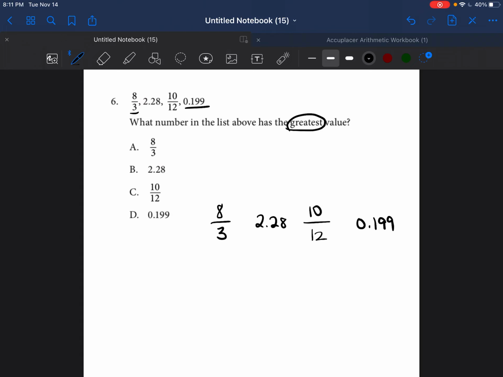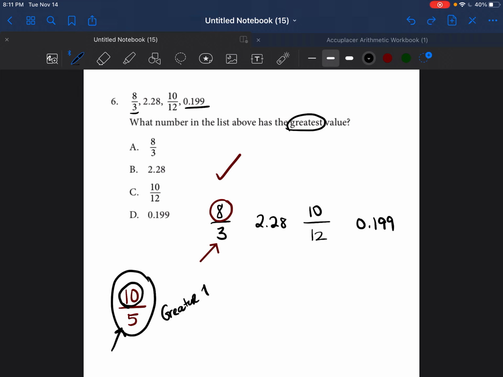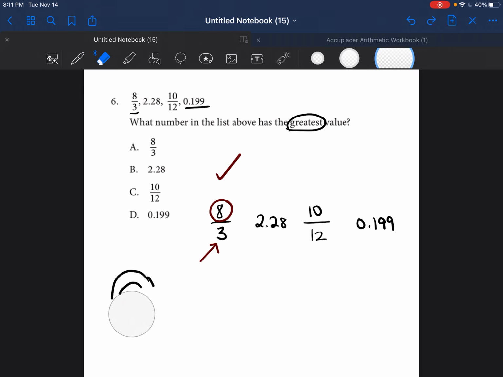So the trick when we're looking at fractions is that if the numerator, the top number, is larger than the bottom number, then that is automatically greater than 1. I'll say that one more time. If you have a fraction, say 10 over 5, when the numerator is greater than the bottom number, then this fraction is greater than 1. So the first fraction, 8 over 3, is greater than 1. So we already have one value in this list that is greater than 1.